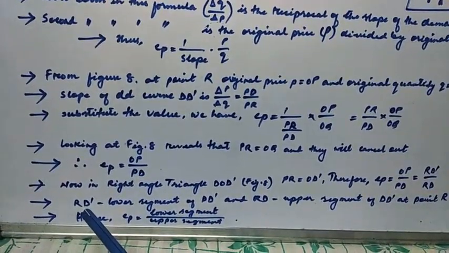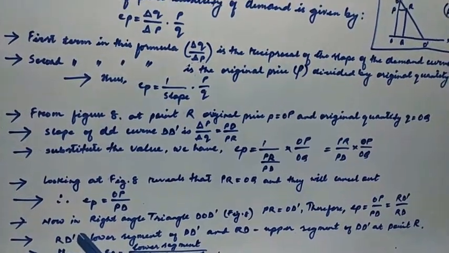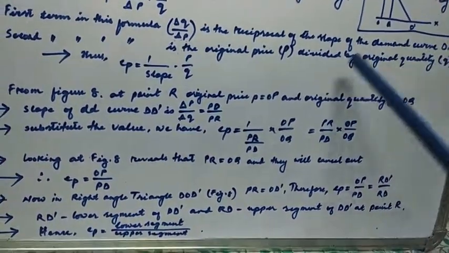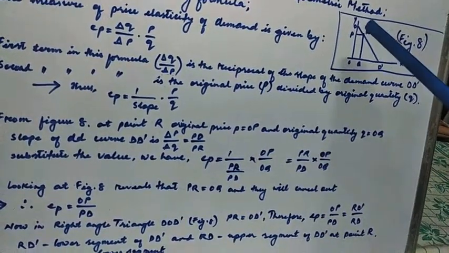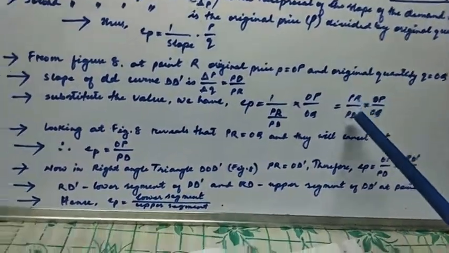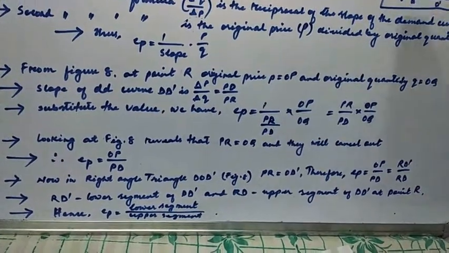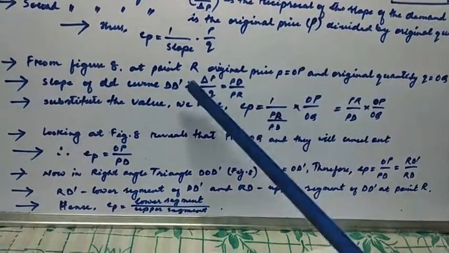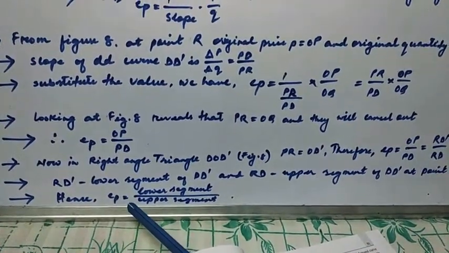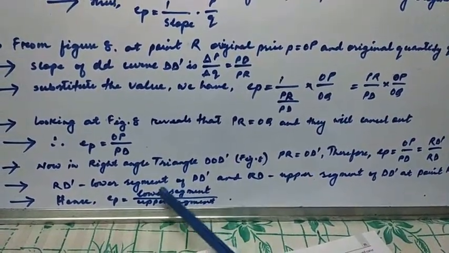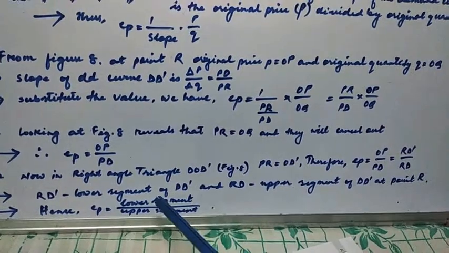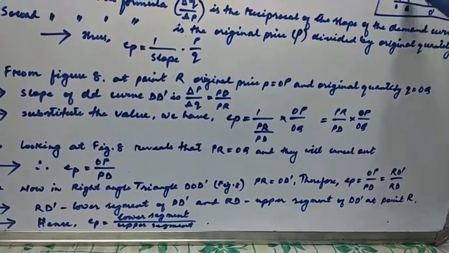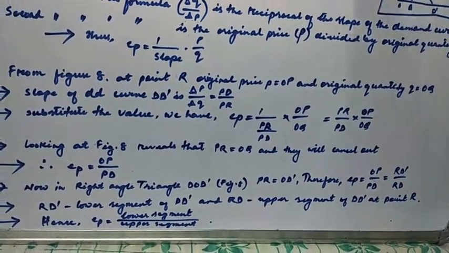So in the diagram we can see that RD' is the lower segment of the demand curve DD', and RD is the upper segment of the demand curve DD' at point R. So hence we can prove that EP equals lower segment divided by upper segment. Lower segment is RD', upper segment is RD.